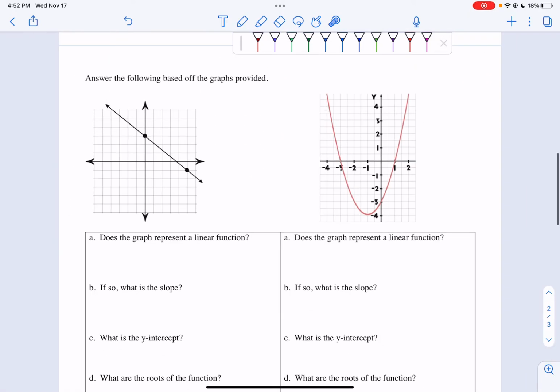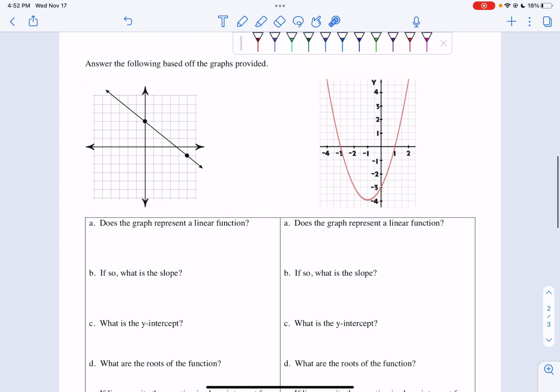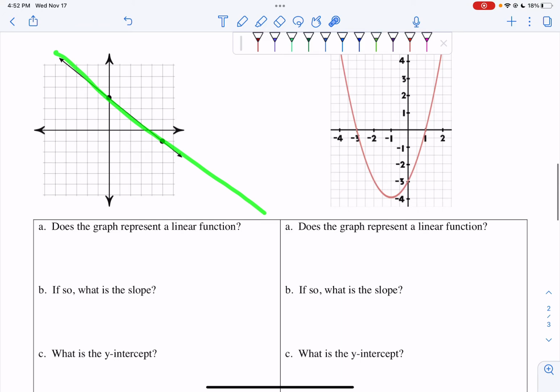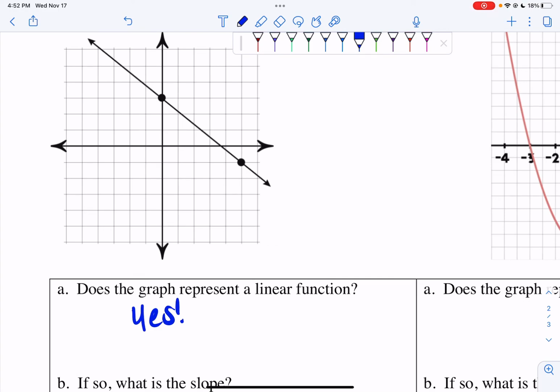So what we're going to do is answer the following based off the graphs provided. So remember, if it's a linear function, it's going to look like a straight line. So if I look right here, I can tell this is going to be a linear function because it's a straight line. So this does represent a linear function. Now, B says, if so, what is the slope? So how we figure out the slope by looking at a graph is by doing rise over run. So if I look, I'm going to be going down. So I go down 1, 2, 3, 4.